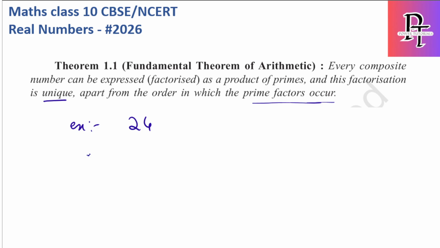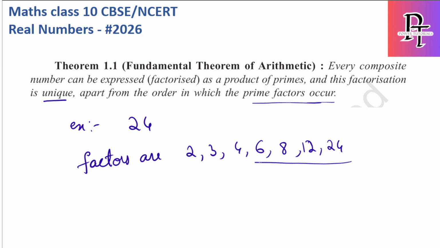So the factors of 24: it can be divisible by 2, it can be divisible by 3, 3 8s are 24, 4 6s are 24, 6 4s are 24, 12 2s are 24, and anything else? The 8 table also is there, 8 3s are 24, 12 2s are 24, and 24. So using any of these, we can divide 24. Hence the factors are 2, 3, 4, 6, 8, 12 and 24.